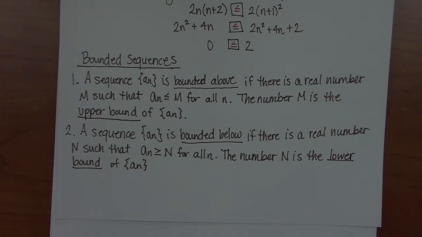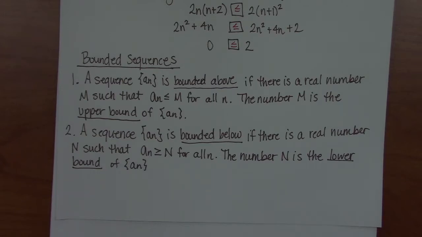So similarly, we can have a sequence that's bounded below if there's a real number n such that all the terms in the sequence are greater than or equal to that number. And then we would call n the lower bound. So we can actually tie these first two criteria back to monotonic sequence.